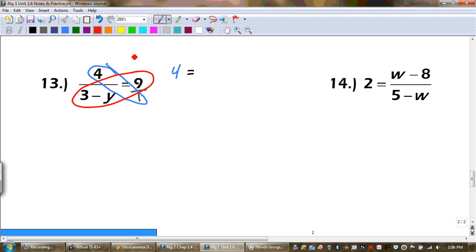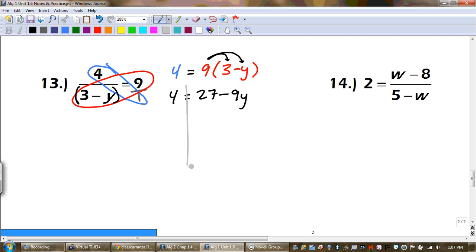And then on the other side, remember we put that in parentheses, I keep forgetting that, we have 9 times 3 minus y, okay? So on the right side, I have to distribute that, and we get 27 minus 9y. To get the y all by itself, we have to subtract the 27, and we get negative 23 equals, that's a negative 9y. Don't forget that negative. And divide both sides by negative 9.